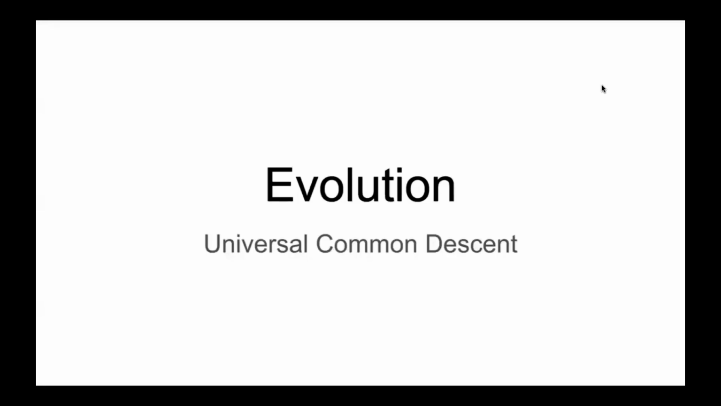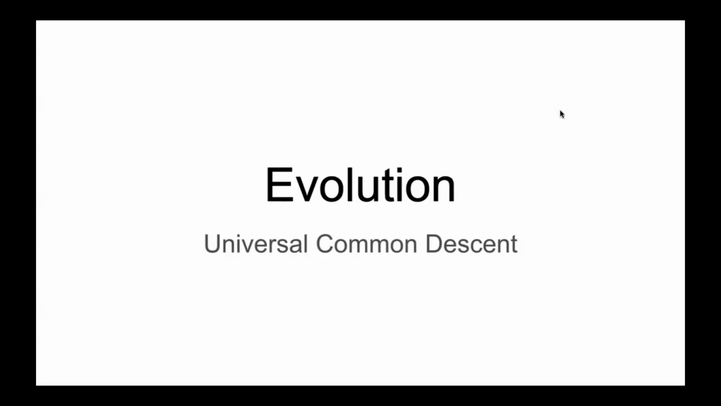Hello, everyone. So, this is the third episode of our evolution series. And in this one, we'll finally be going over universal common descent and the logic behind why a lot of evolutionary biologists infer common descent. And in the episode following this one, we'll be exploring whether or not universal common descent is even testable in and of itself.